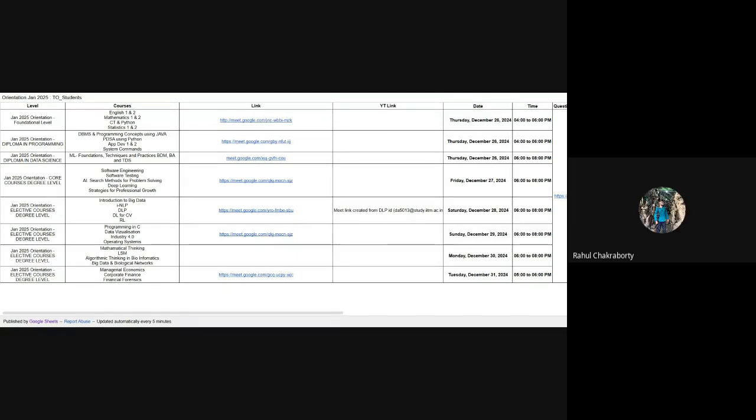At least they have an orientation this time around. Last term there was no orientation, and in the previous two terms orientations happened after the courses had started, so pretty much pointless. At least they have something this time.